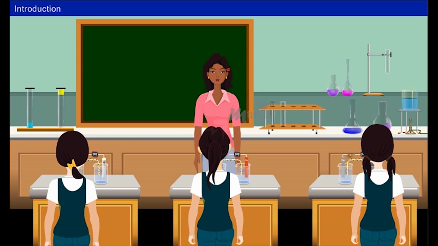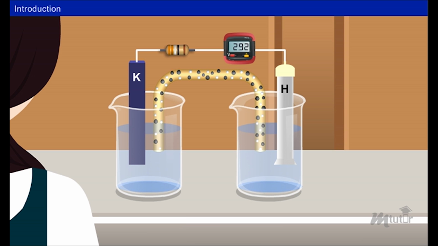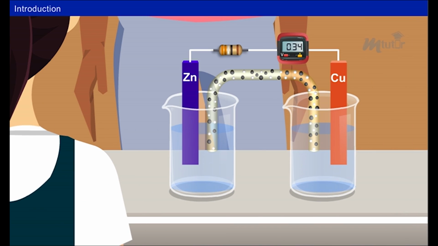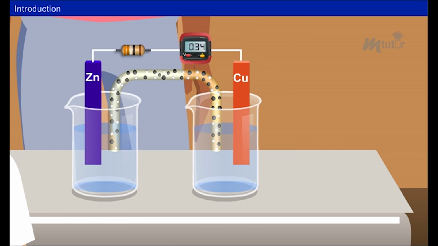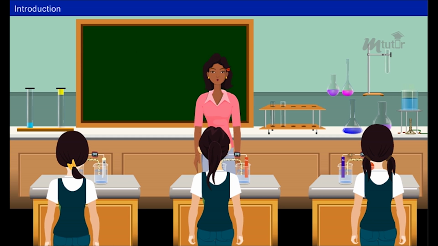Hi students! Today we will learn about electrochemical series. Before we begin, I will provide 3 cells to each one of you. The first cell contains potassium and hydrogen electrode. The second cell contains zinc and copper electrodes, while the third contains mercury and lead electrodes. I need each of you to find out the movement of electrons in each cell.